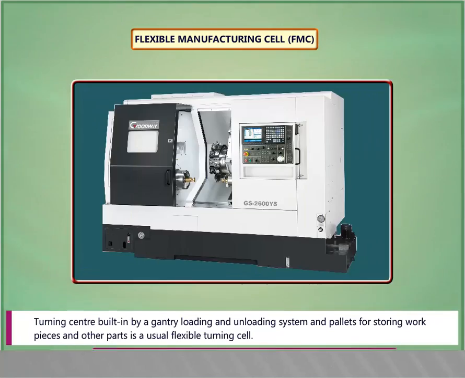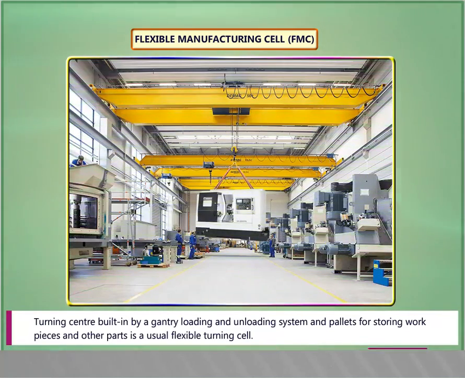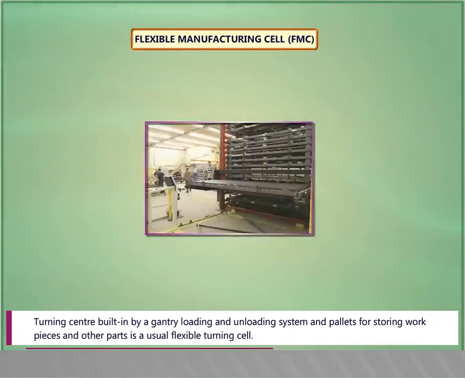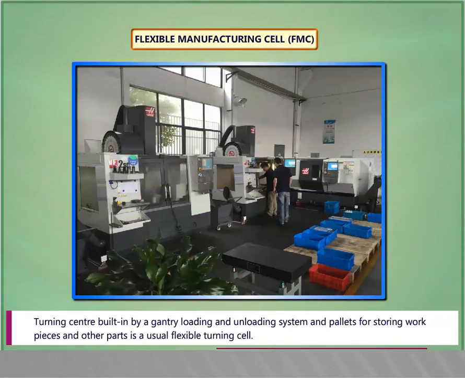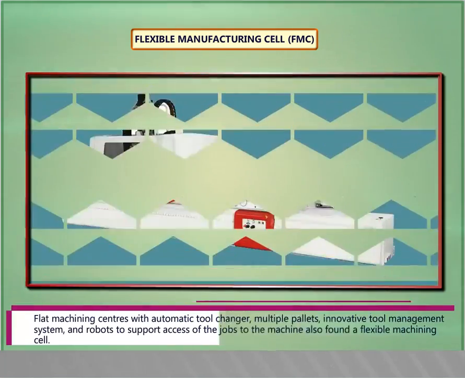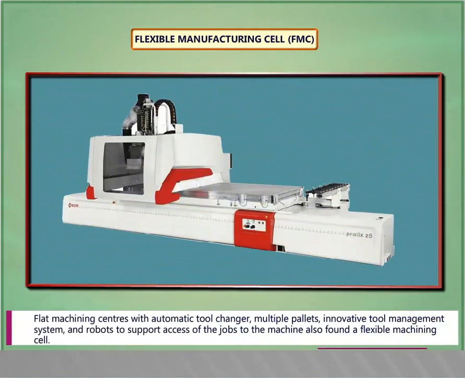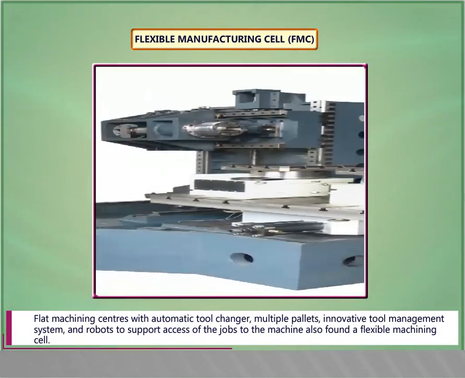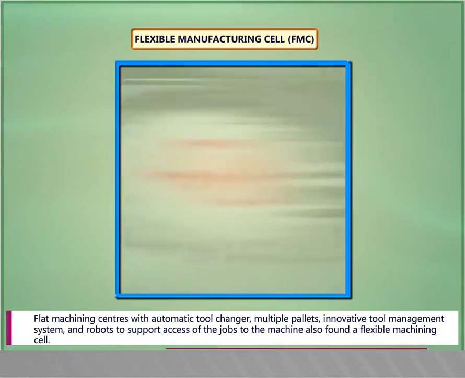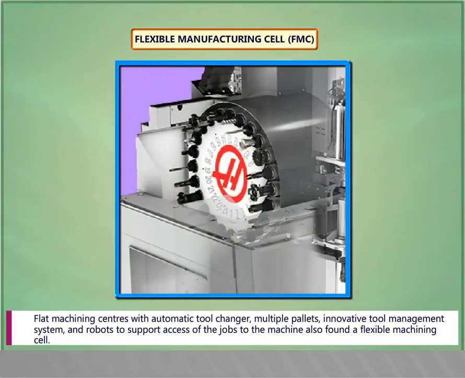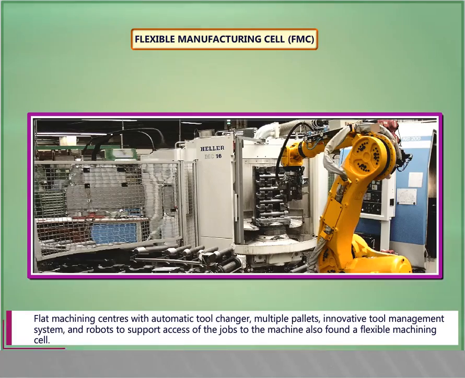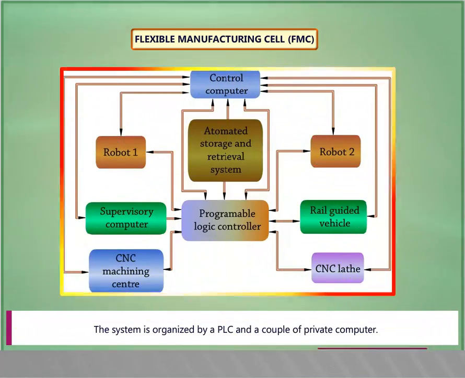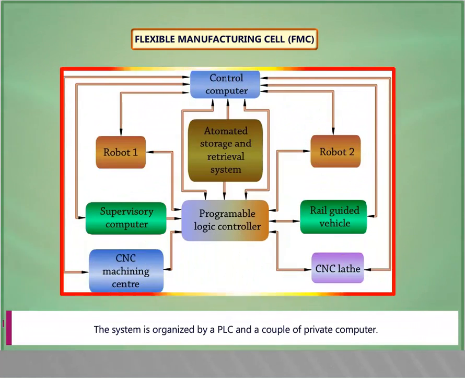A turning center built in with a gantry loading and unloading system and pallets for storing work pieces and other parts is a usual flexible turning cell. Flat machining centers with automatic tool changer, multiple pallets, innovative tool management system and robots to support access of the jobs to the machine are also found in a flexible machining cell. The system is organized by a PLC and a couple of personal computers.